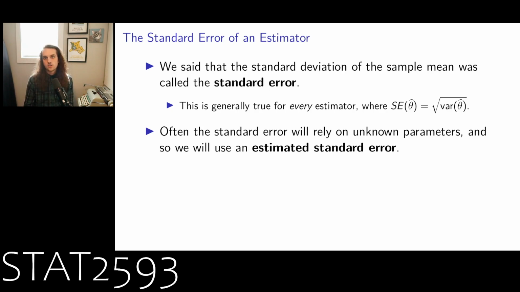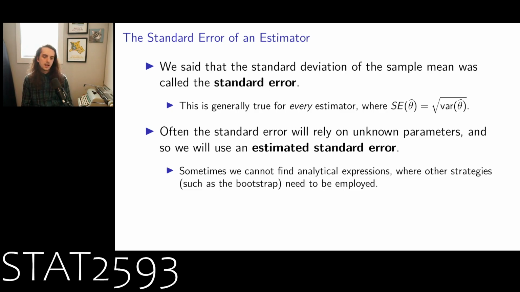The standard error is often going to rely on parameters from the distribution that we don't know, and so often we're going to have to estimate the standard error instead. Sometimes we can find good analytical expressions to estimate the standard error. Other times we're going to have to use more advanced strategies, such as the bootstrap. We're not going to actually look at the bootstrap in this course specifically, but just know that the standard error relies on being able to compute this variance. The variance is often going to depend on parameters that we don't know, and so we'll have to find other ways of estimating that.